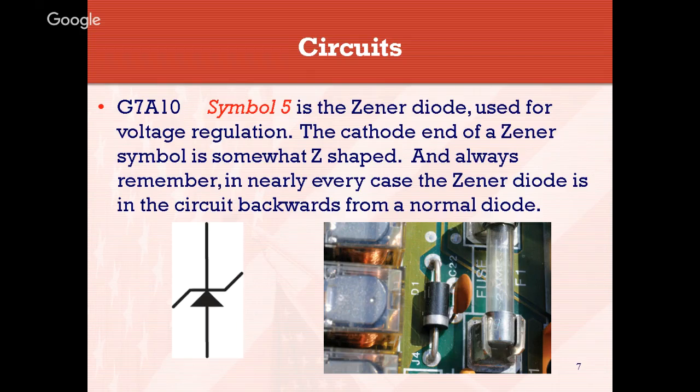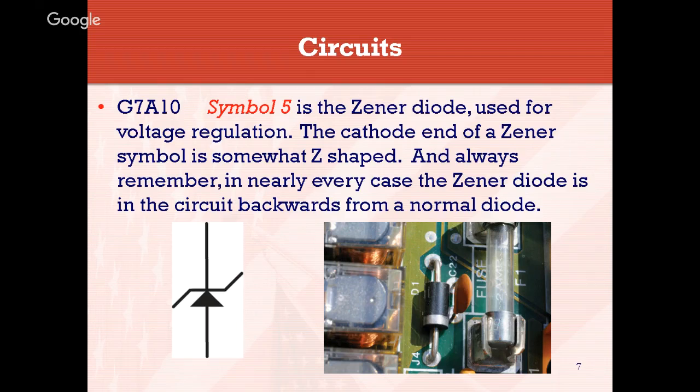So don't overthink this, and don't be overly concerned about the questions. But it's good to know what these symbols are and to kind of lock them away in your mind and be able to identify circuits and the various components. Symbol 5 is the Zener diode used for voltage regulation. The Zener diode will conduct current in one direction until it reaches a certain saturation point, and then it goes backwards.